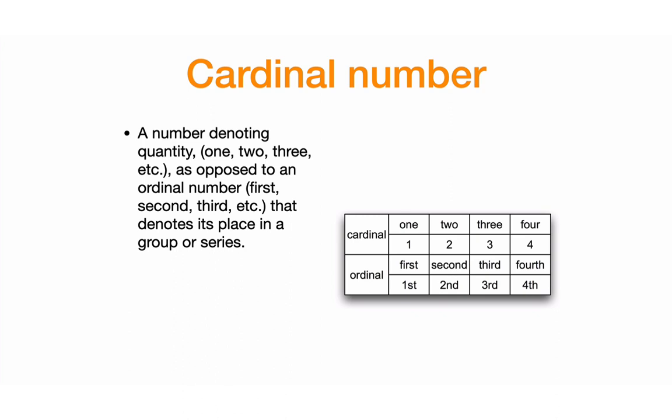Cardinal number, a number denoting quantity, 1, 2, 3, etc., as opposed to an ordinal number, first, second, third, etc., that denotes its place in a group or series.